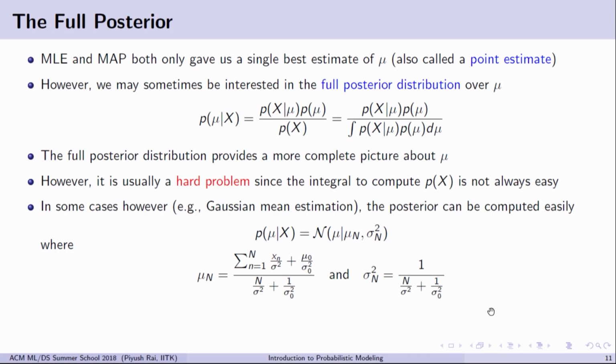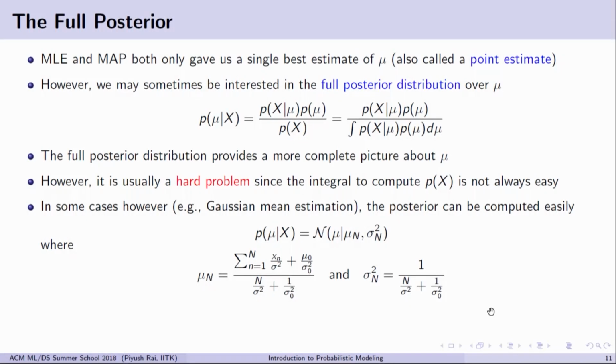Okay, but note that this is now a full distribution. We don't have a single value of mu. We actually have a full distribution over mu. Of course, from the full distribution, you can get the optimal value. You can ask what is the most likely value? Well, you can say that it's the mean of the Gaussian distribution or the mode of the Gaussian distribution.